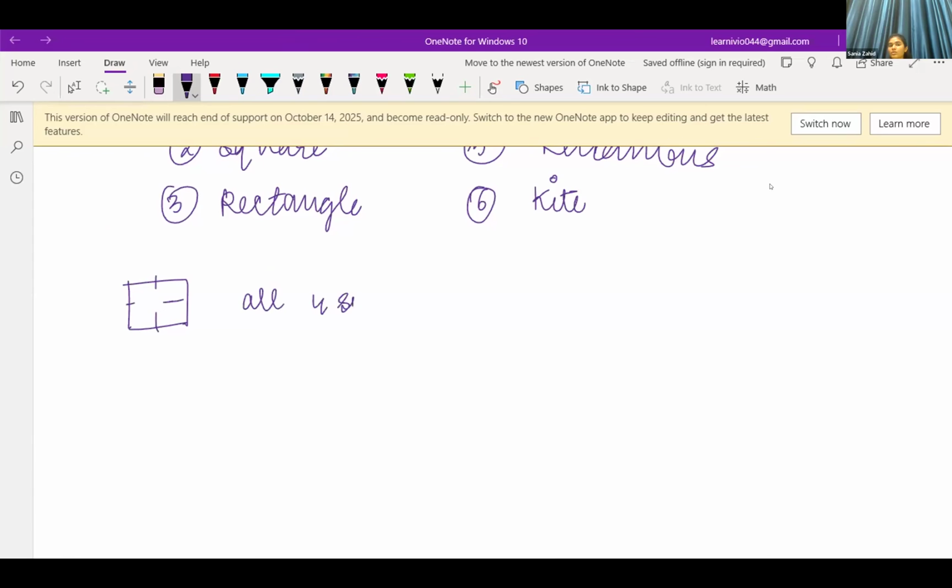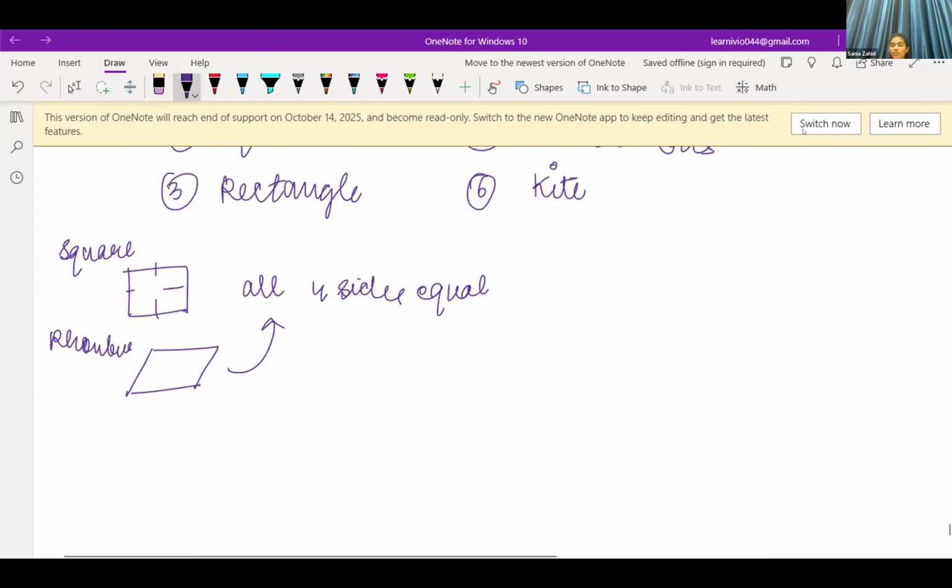All 4 sides equal. So children, for any quadrilateral, you need to know about their sides, and you need to know about their diagonals, and you need to know one characteristic feature that is defining that quadrilateral. Why now I said 4 sides are equal? But if another student says, ma'am, this is a rhombus and it also has all 4 sides equal, how will you classify which is a rhombus and which is a square? This is a square and this is a rhombus. Both of them have all 4 sides equal. So how can you classify? What is that one defining feature?